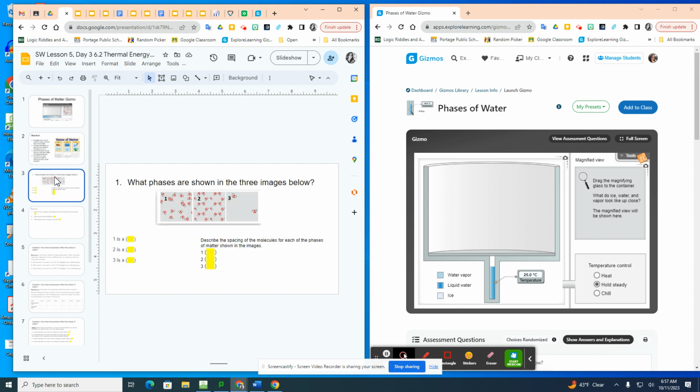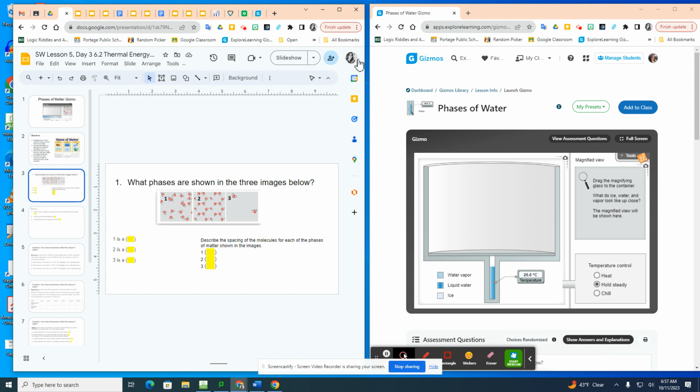So in this third slide, you have 3 images here. And what phases do you think are shown in the 3 images below? So we have picture 1. What do you think that is? Is that a gas, a solid, or a liquid? How about number 2? We're talking about water. Could that be a solid, a liquid, or a gas? And then finally, number 3.